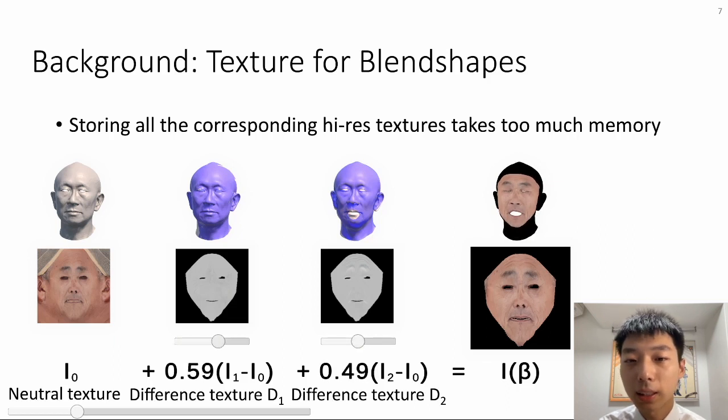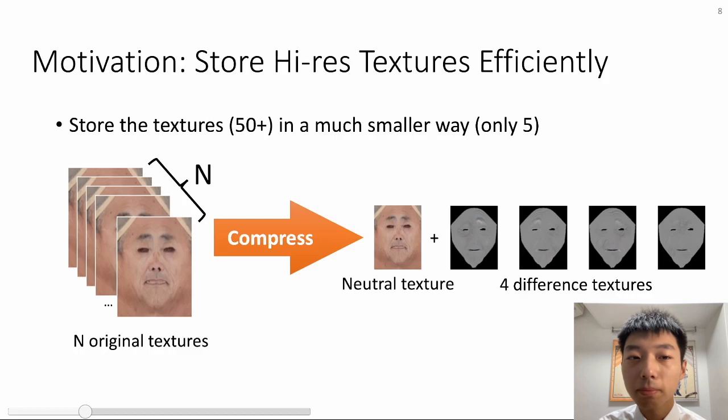But since texture data is significantly larger than the vertex coordinates of the meshes, storing the raw texture for all blend shape meshes is impractical, especially for real-time applications. So our motivation is to find a method to store all the high-res textures in a much more efficient way while preserving all the details. They can be easily implemented in modern game engines for real-time purposes. In our final paper, we store all the textures into only one neutral texture and 4 different textures.